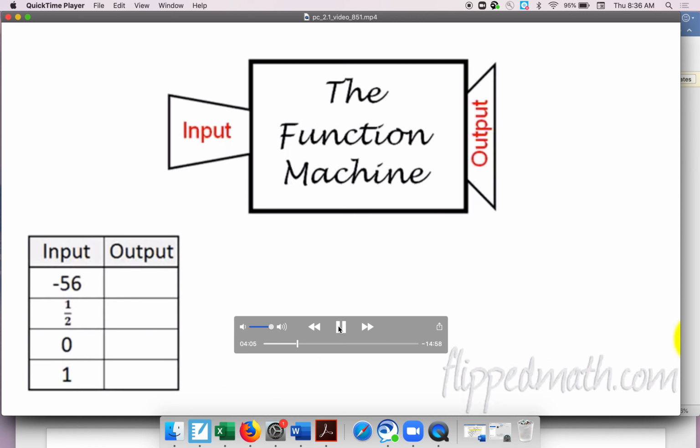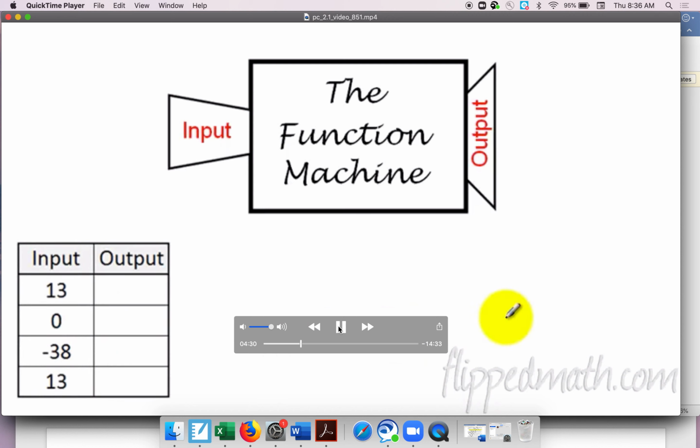Next one, -56 comes out a 4. We plug in a 1/2. Well, it also comes out a 4. And the 0 comes out a 4, and the 1 comes out a 4. So in this case, they're all the same thing. That's okay. What would matter is if I have a 1 here and a 1 somewhere else, if it came out something else, then it would not be a function. This one is a function.